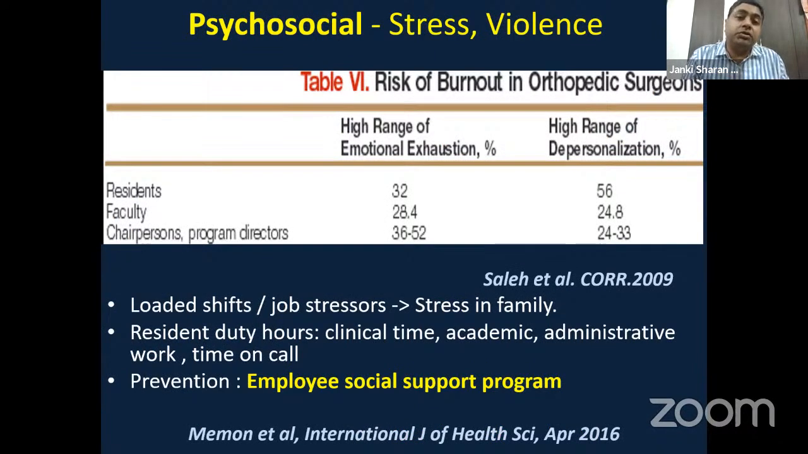Then there is the psychosocial problem. There is a lot of violence against doctors that we see in the news. Another issue is stress. As you get promoted in your work, you have more stress and more emotional exhaustion. If you have a heavy shift load and job stress, that may also increase stress in the family. You can prevent this with an employee social support program, which is common in foreign countries, but in few institutions, probably, in India.